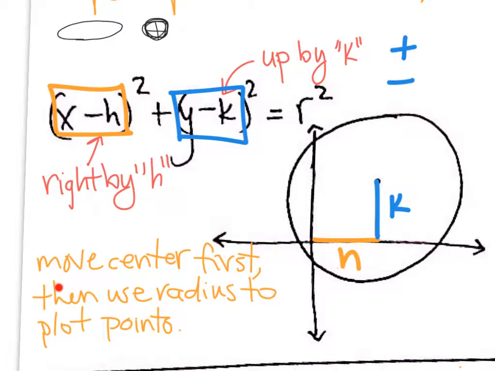And here's my advice. If you're graphing a shifted circle, move the center first. So from 0, you're going to go up and down or left and right. Then use the radius to plot points. So we would have moved the center and then gone r, r, r, and r, and then drawn a nice circle. Okay.